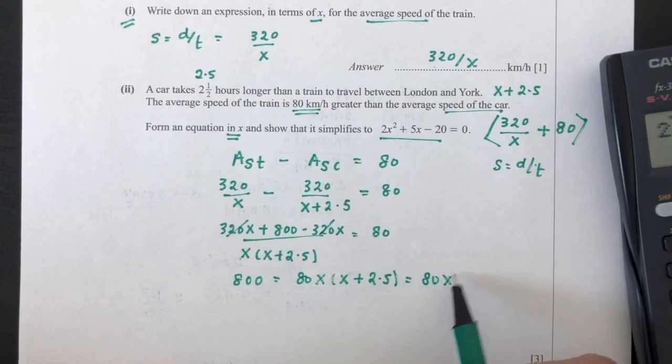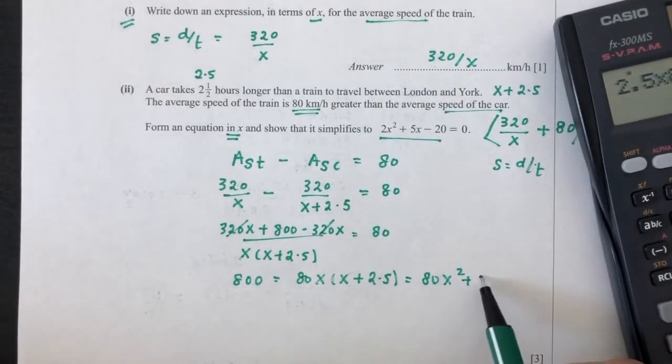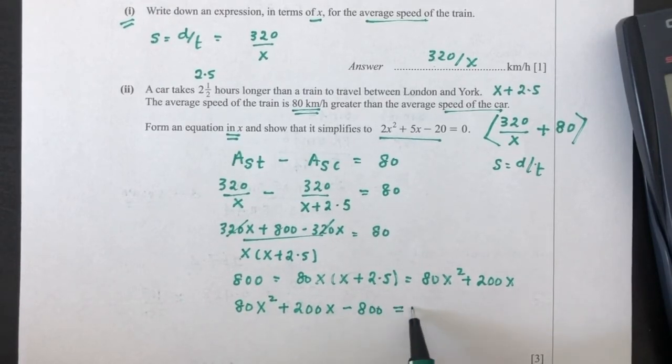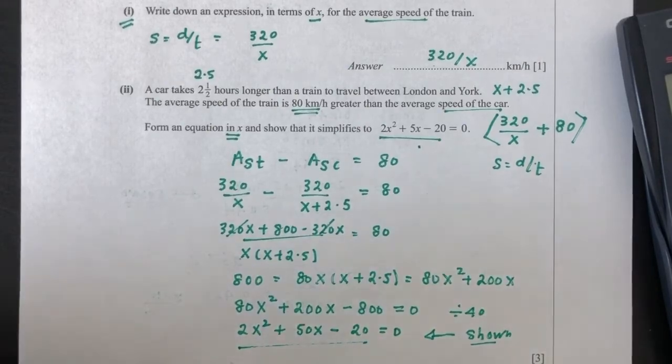Simplify, that will be 80x squared. So 2.5 times 80, that will be plus 200x. Now we can simplify as well. So now we have 80x squared plus 200x minus 800 equal to 0. So we can divide everywhere by, let's try to divide by 40. You'll have 2x squared plus 5x minus 20. So if you divide by 40 everywhere, you get this one, and this is the same as what we need here. So same, shown as required.